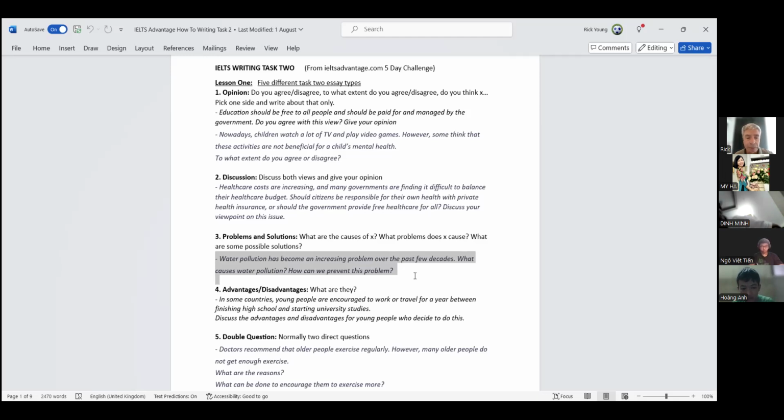Sure. Water pollution has become an increasing problem over the past few decades. What caused water pollution? How can we prevent this problem? Okay, good. So you can see it has 2 questions, which is like a double question essay, very similar, except the first question is about a problem, what causes water pollution, and the second question is about a solution.